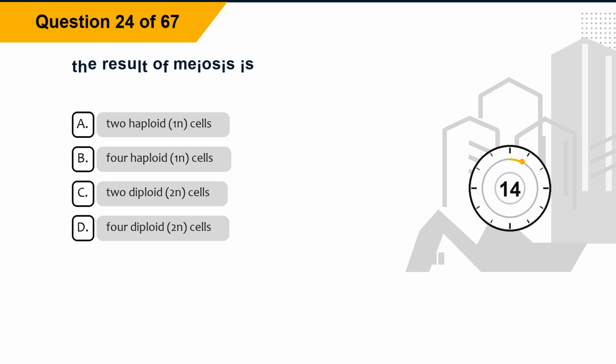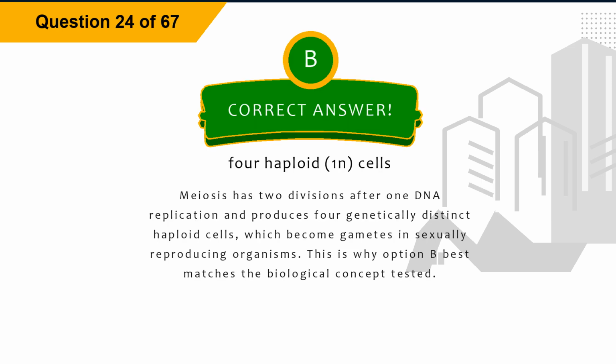Question 24. The result of meiosis is option A, 2 haploid, 1N, cells. Option B, 4 haploid, 1N, cells. Option C, 2 diploid, 2N, cells. Option D, 4 diploid, 2N, cells. The correct answer is option B, 4 haploid, 1N, cells.